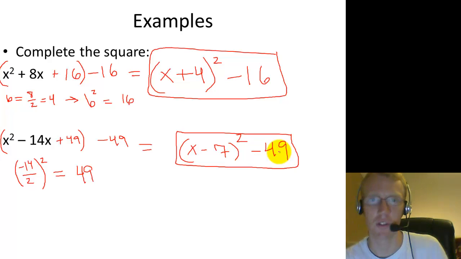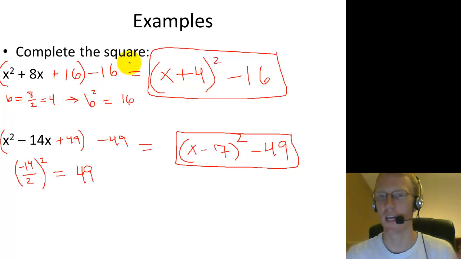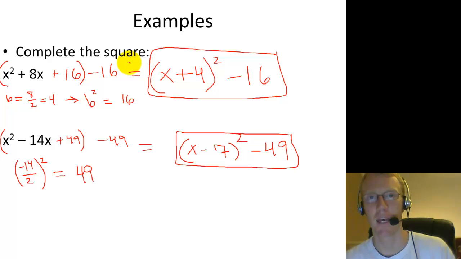So there's a lot of cool things you can do with these kind of completing the square techniques. You just have to make sure that you're following the golden rule when you're adding or subtracting things from both sides, and you have to follow PEMDAS when you're simplifying expressions.